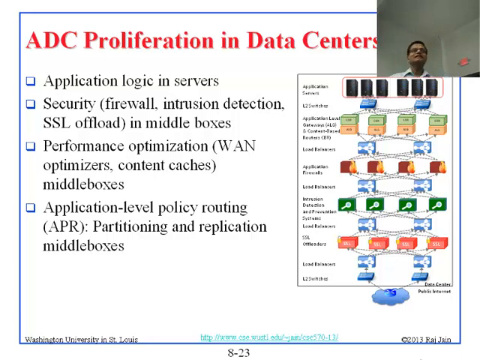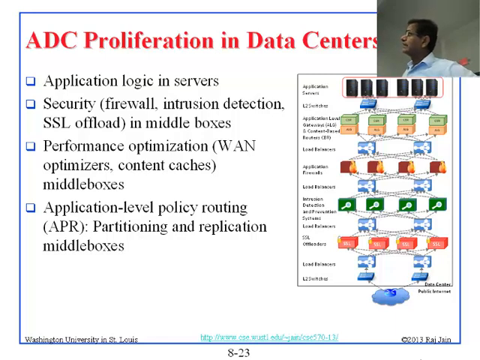Because of this, ADCs are used everywhere in the data center in a very large number. This picture shows that you're coming from the internet and it goes first to the SSL offloader, then it goes to intrusion detection IDS, then it goes to firewalls, then some application level gateway, application context, content routers. Finally it reaches the server.